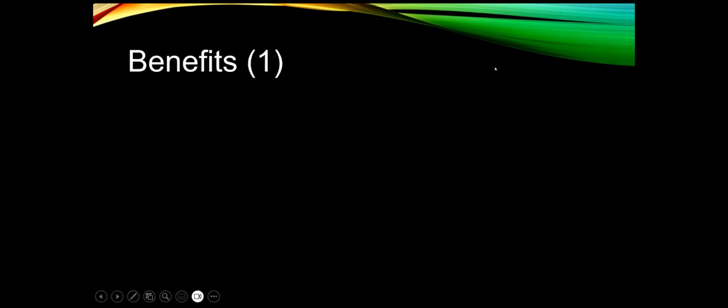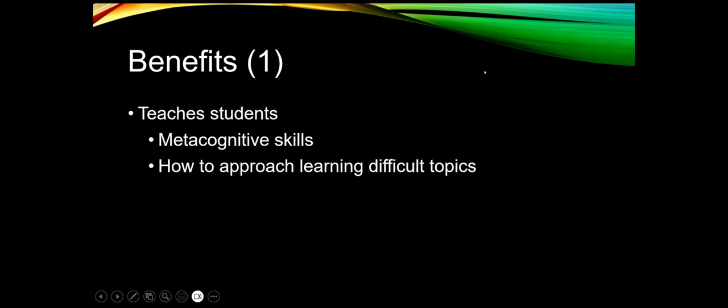So the benefits to the learning journal. It teaches students metacognitive skills, and it shows them approaches on how to learn difficult concepts. So this is really quite a benefit to students because it's important for them to not just get to an answer, but be able to process how they got to the answer.